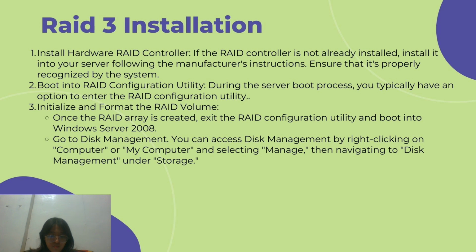So, once the RAID array is created, exit na lang tayo sa RAID config utility and boot into Windows Server 2008. Go to disk management, which we can access by right-clicking My Computer and then selecting Manage. Then navigate to disk management under storage. So, dito, dapat makita na natin yung RAID volume listed. So, i-right-click lang natin yung unallocated space of the RAID volume and then select New Simple Volume. I-follow lang natin yung wizard to format, and then mag-assign lang tayo ng drive letter.